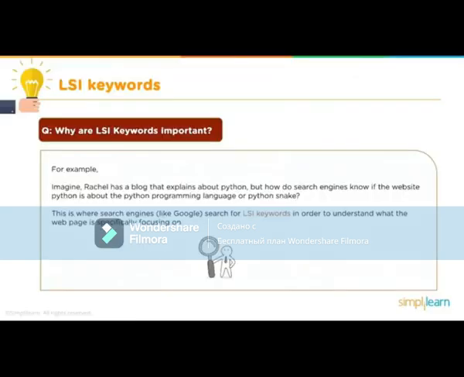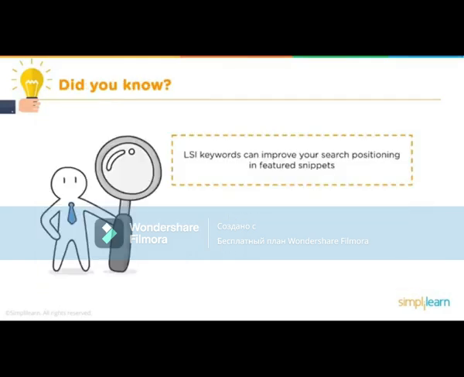It's important because if you have a blog that talks about Python, how do the search engines know if the website about Python is about the programming language or the snake? Google, for example, uses LSI keywords to understand what the page is specifically focusing on. So if you're just focusing on Python in your content, you want to support that with LSI keywords. That will allow your web page to better communicate with Google, and also have the visibility to show up in search. They can certainly improve your search positioning and featured snippets as well.